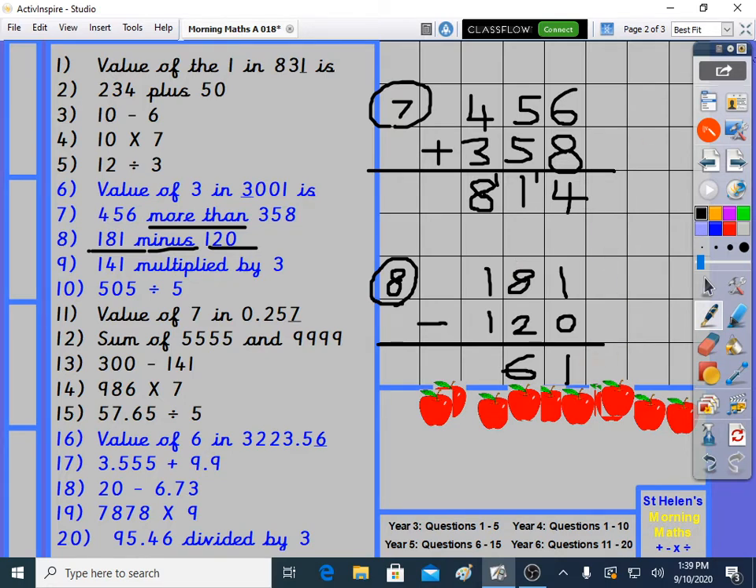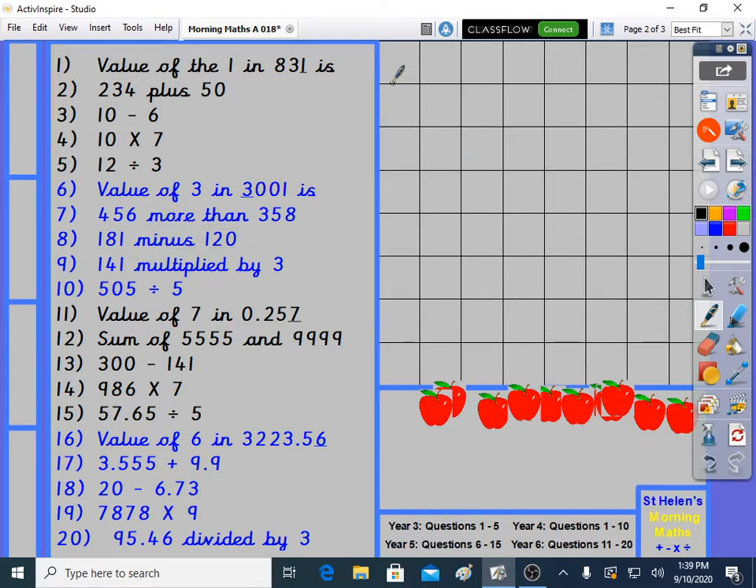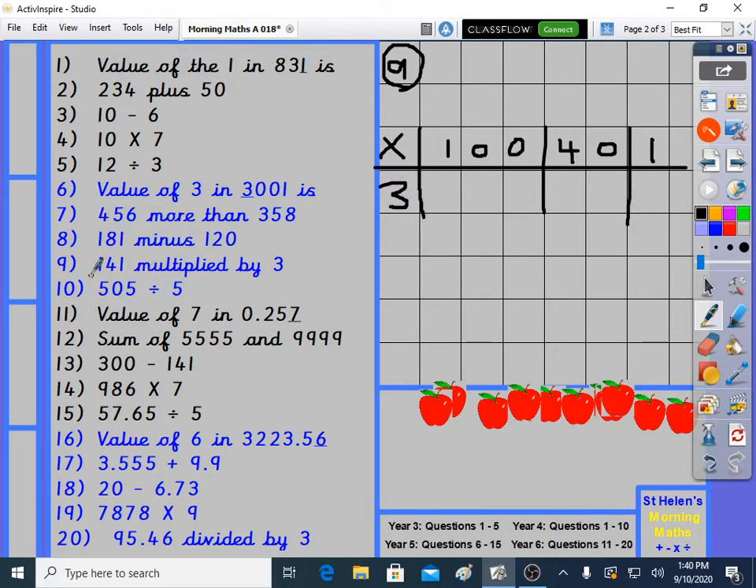Make sure you're keeping up. We're on question 9 already. I'm going fast today, I think. Question 9 is 141 multiplied by 3. Let's get the grid method quickly. 100. I can probably fit this in the box properly for once. Yeah, that'll be good. 141 multiplied by 3. That's it.